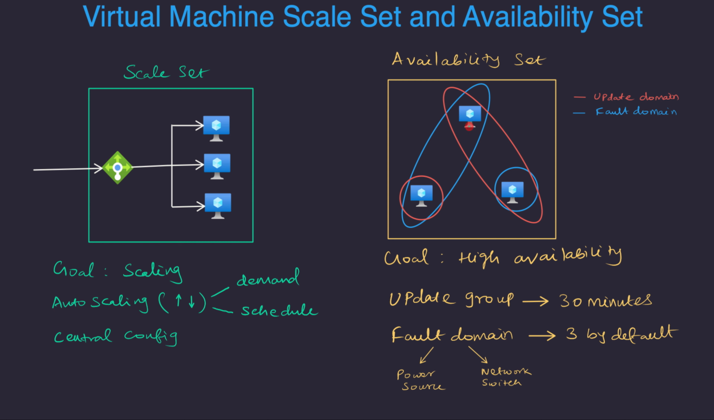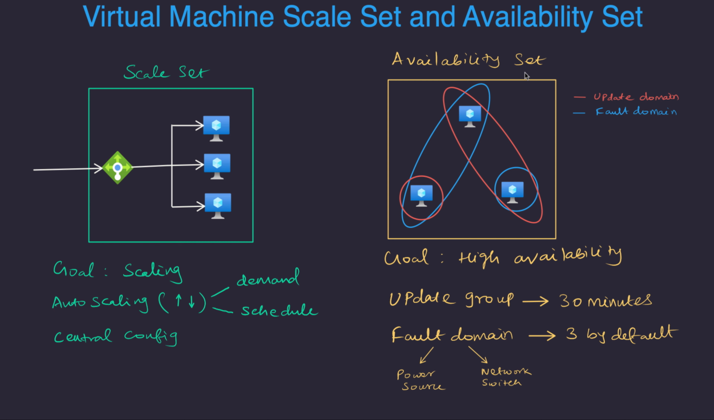So because we have these two virtual machines part of one fault domain, if there are any localized power or network failure on this particular domain, then only these two machines will be affected. This machine will still be up and running. And similarly, if this machine goes down because of power or network issue, only this machine will be affected. These two machines will not be affected because they are using different power and network switches. So this way, localized power and network failures will not bring down all of your machines in your availability set. So that is what a fault domain is.